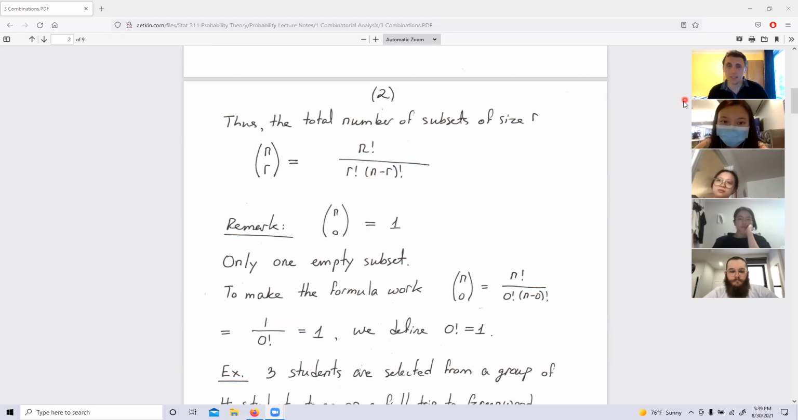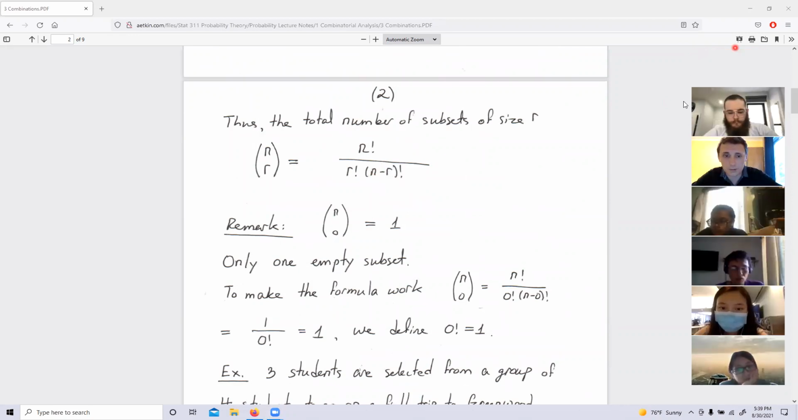Before I continue, guys, any questions? Don't be shy. If you don't understand this calculation, please ask me a question.